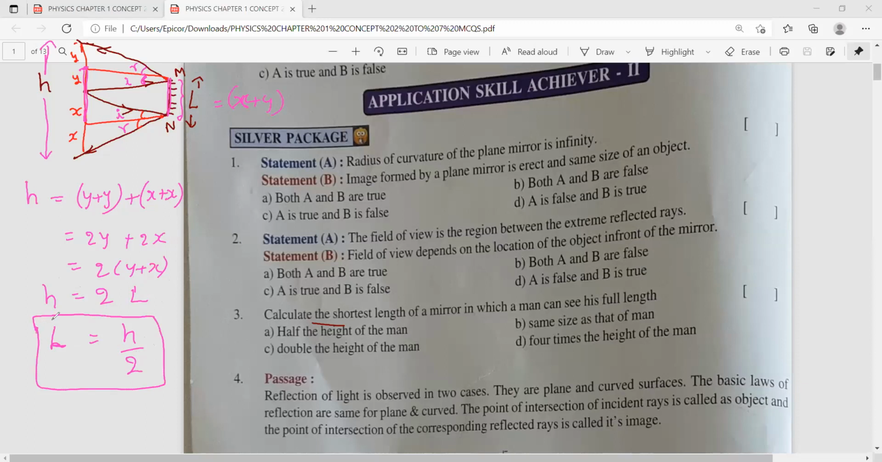So what is the answer? Half of his height is the length of the mirror required to see his full image. An example to help you understand better: let us take the height of the man as 5 feet. Then what is the length of the mirror required? 5 by 2, so 2.5 feet of mirror is required. You can take feet or meters, whatever unit. So half of his height is the mirror required. So option A is correct. Clear, children? So the third question is option A.